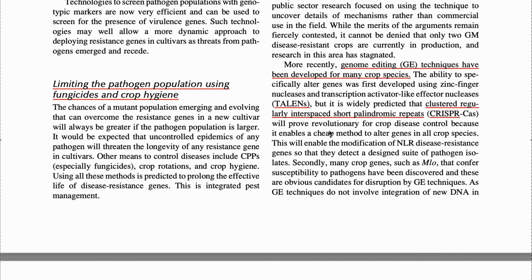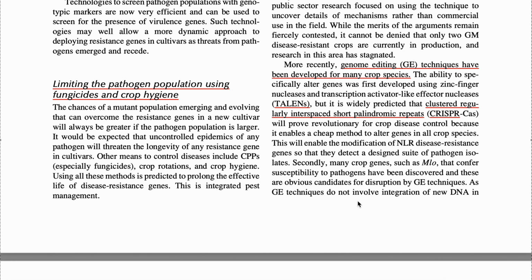CRISPR will prove revolutionary for crop disease control because it enables a cheap method to alter genes in all crop species. This will enable the modification of NLR disease resistance genes so that they detect a designed suite of pathogen isolates. Secondly, many crop genes such as MLO that confer susceptibility to pathogens have been discovered and these are obvious candidates for disruption by GE techniques.